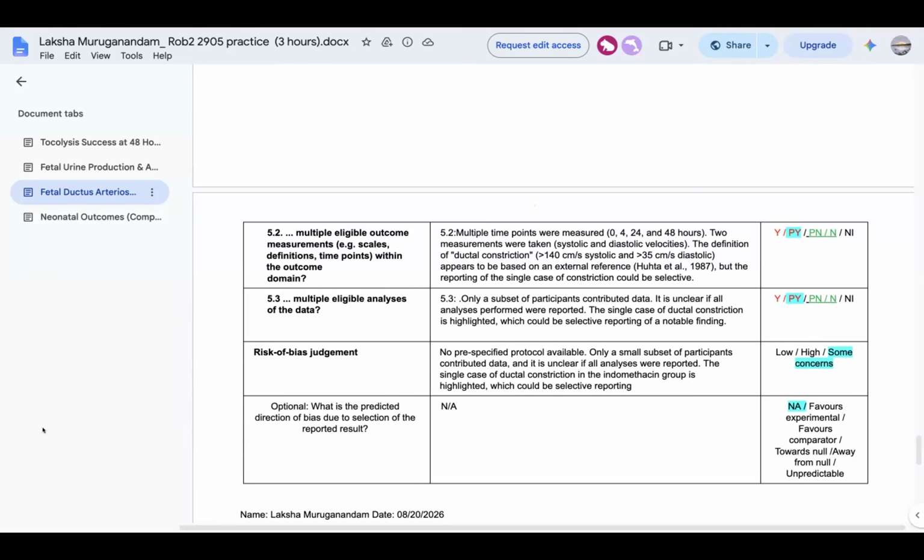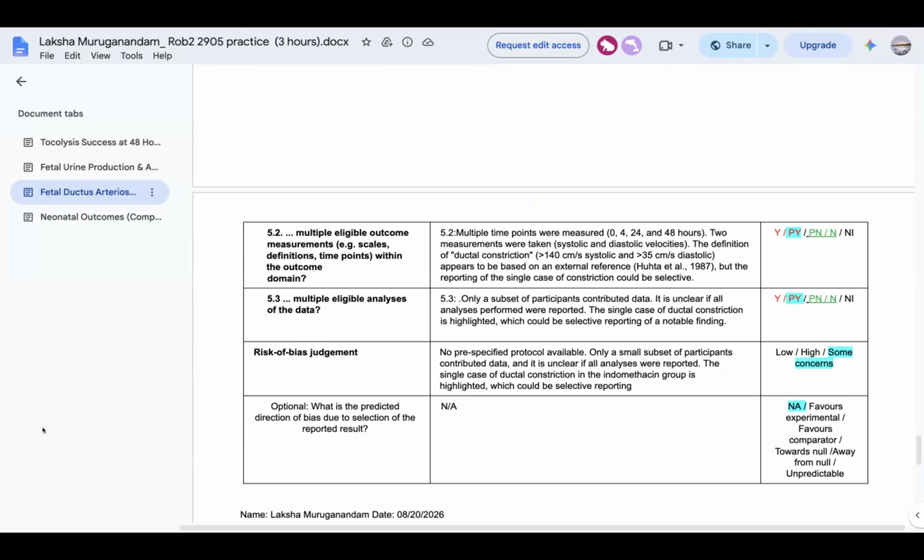So I think, well, she said it's because multiple time points were measured, two measurements were taken, and then a definition was given. But they didn't give us an actual plan, so we wouldn't be able to determine anything. So that's why we answered NI. And then for 5.3, it was the same thing. We couldn't get an actual answer since there wasn't a plan given, right?